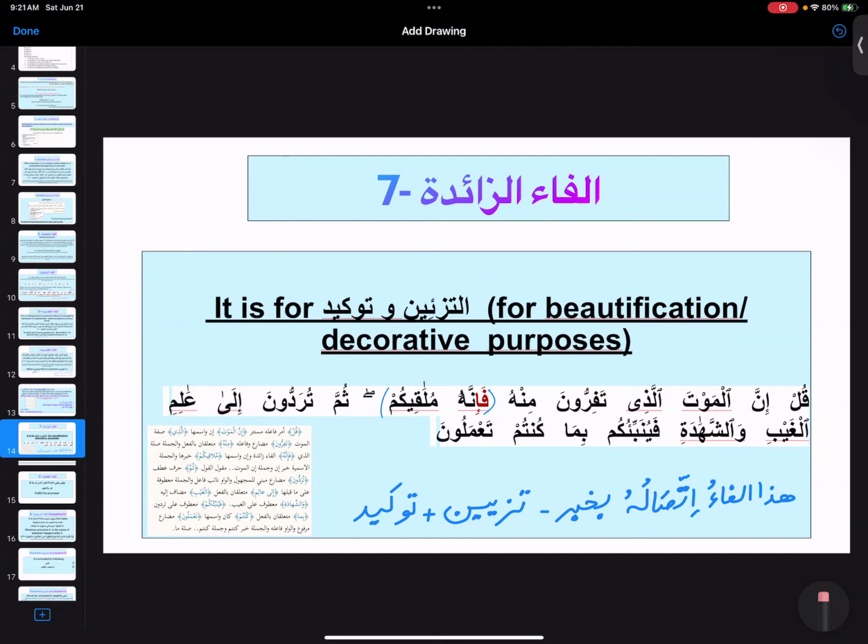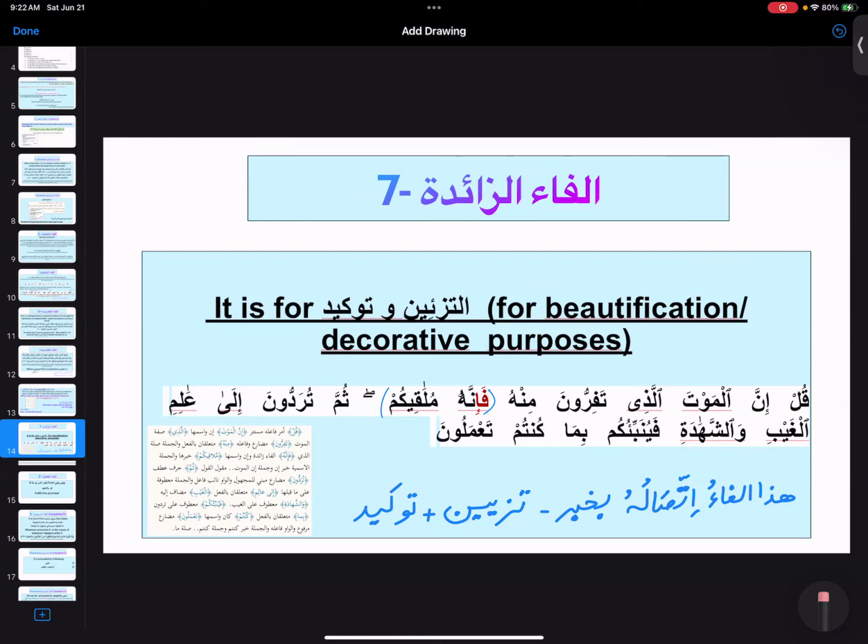So, Kul innal maut allazi tafirruna minhu, right? We have Jumla Ismiya over here. And then its khabar is also another Jumla Ismiya. And this Fa is attached to it, and they are saying that this Fa is Fa Zaida, which has come just for the beauty of it. Because it is just extra.